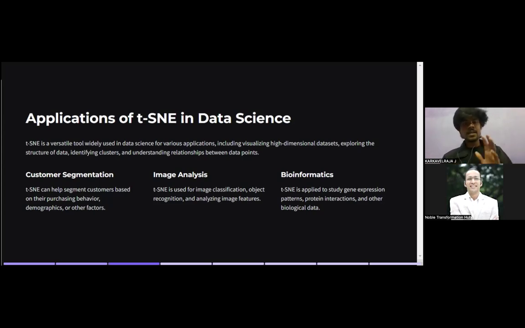As I always say, we have limited space on this slide, so we are showing only three applications. There are n number of applications available for tSNE. So this is all about the applications of tSNE in data science.